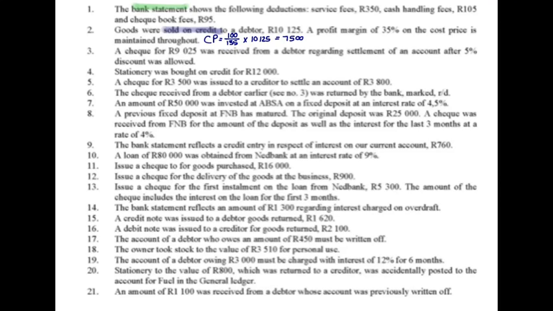Number 3. A check of 9,025 was received from the debtor. So that, in other words, is the check amount, 9,025. In settlement of the account, after 5% discount was allowed. So we need to go and work backwards to find the 5% discount that was allowed, because we need to record both the check amount as well as the discount amount.